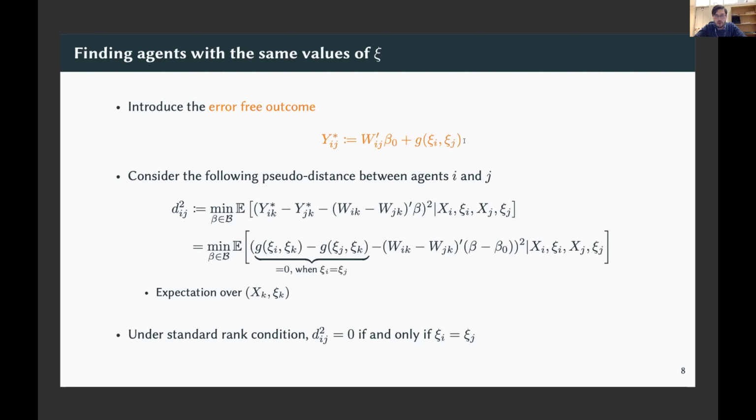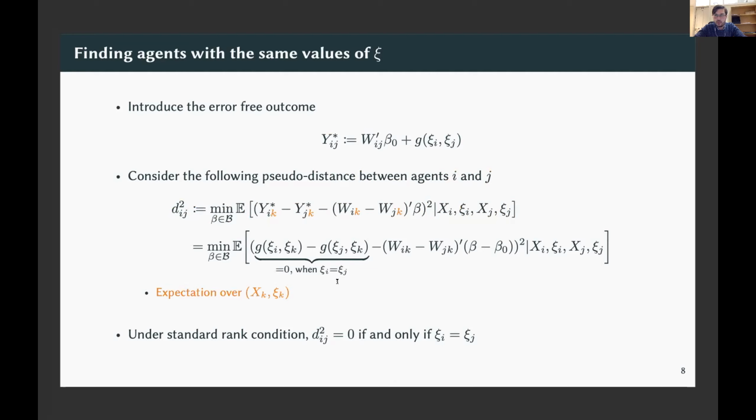Okay, so now I'm going to build on these error-free outcomes and construct the following pseudo distance between any two agents, i and j, which is equal to the minimum over beta of the following conditional expectation. I take the minimum over beta because the true beta, beta naught, is unknown. And this expectation is conditional on agents i and j's characteristics because these are treated as fixed. I compute the distance between them. So what is random here is this third agent k. That third agent k is treated as random, and the expectation is taken over the characteristics of that agent k.